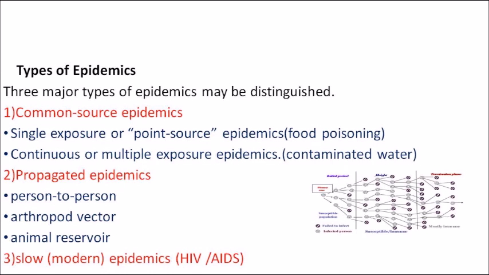Okay, usually an epidemic will have a high peak, and it will last for a short period of time. Now this HIV or AIDS began as an epidemic and it is still continuing. So that is why it is considered a slow or modern epidemic.